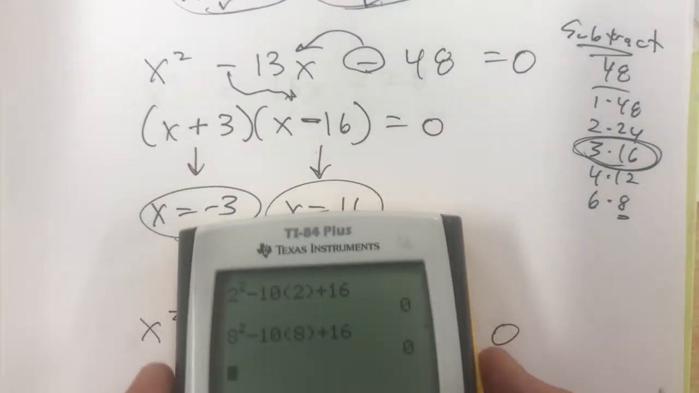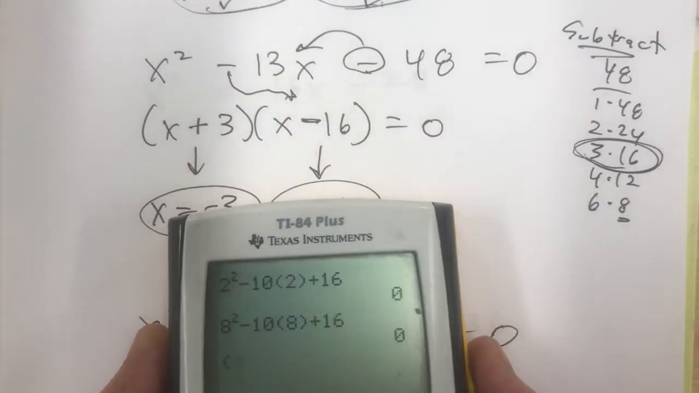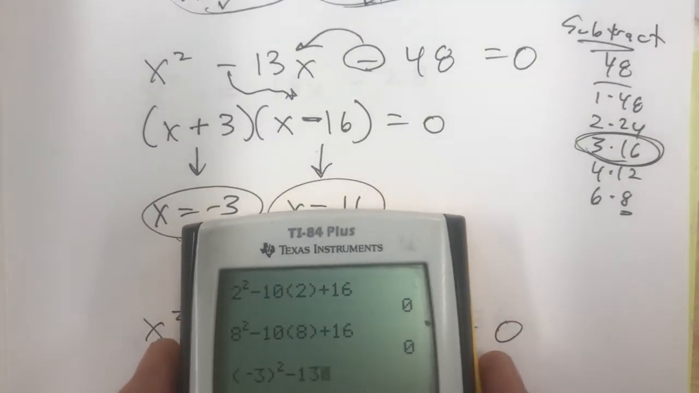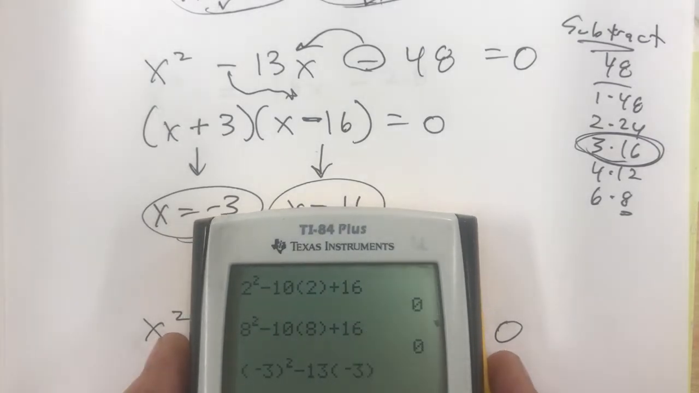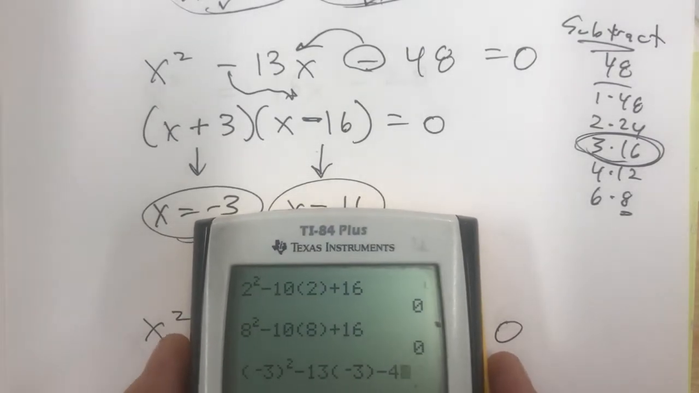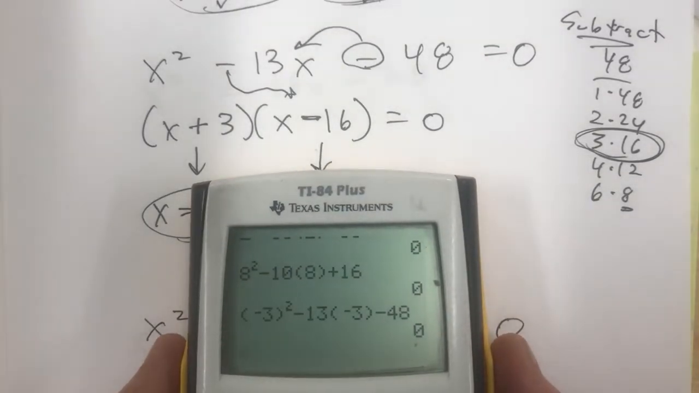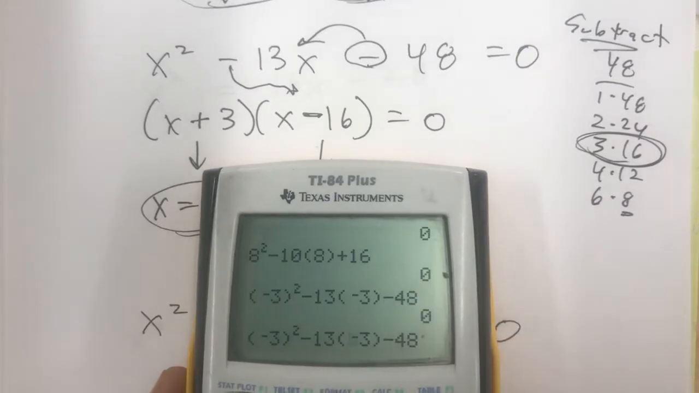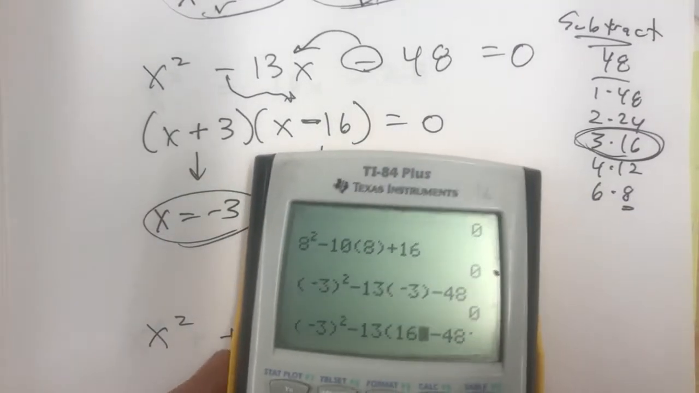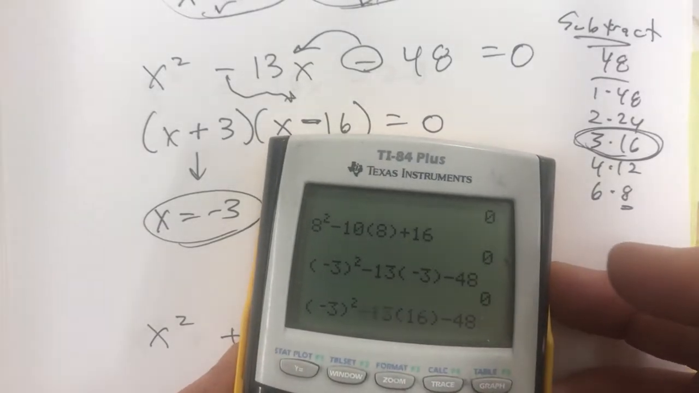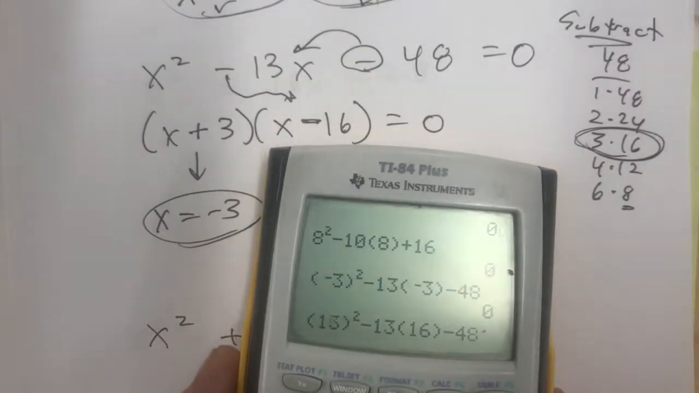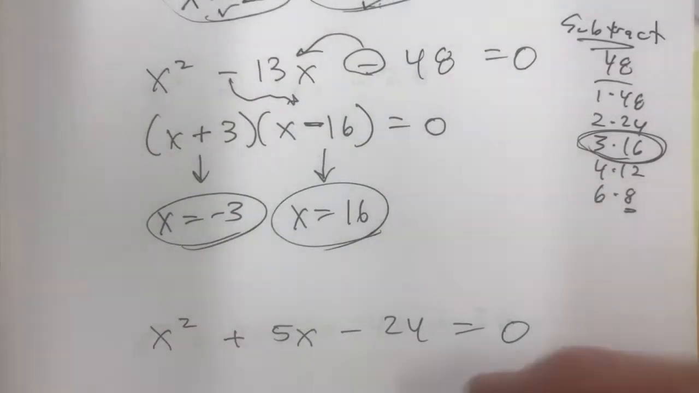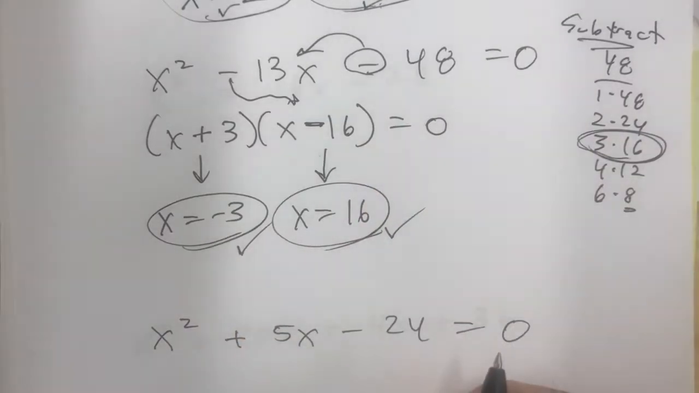I'm going to put -3 in. All right, so you got to put that in parentheses now. -3 squared minus 13 times -3, and then minus 48, and I get a big whopping 0. I'm going to do this differently this time. I'm just going to go up here and copy it. I'm going to replace my -3 with a positive 16. Little shortcut this time. And there you go. I put 16 in. Now what do I get? Big fat 0. So both of these are correct.